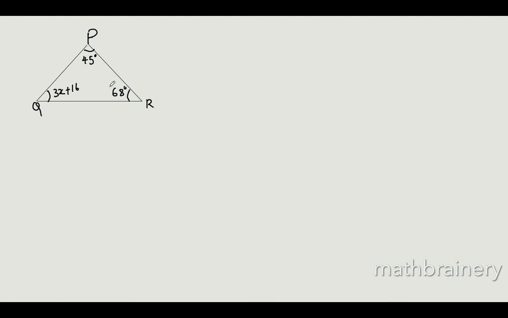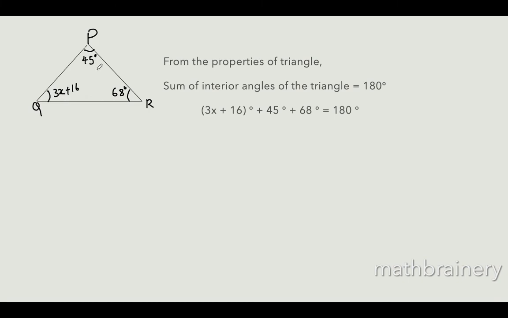In this triangle, if we want to find out x, what is given to us? We are given 3 interior angles, that is 45 degrees, 68 degrees and 3x plus 16 degrees. Now to find out the value of x, we use the same thing, that is the properties of a triangle. Now which property will we be using? We know that the sum of all the 3 interior angles of a triangle must be equal to 180 degrees. So using this property, we must have this 3x plus 16 plus this 45 plus this 68 equal to 180. 3x plus 16 plus 45 plus 68.